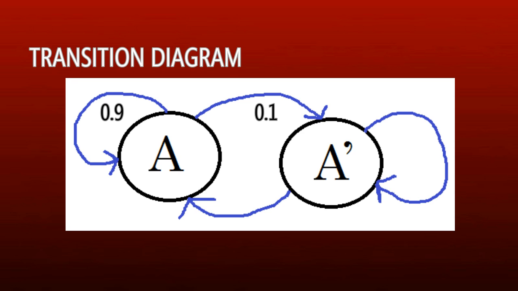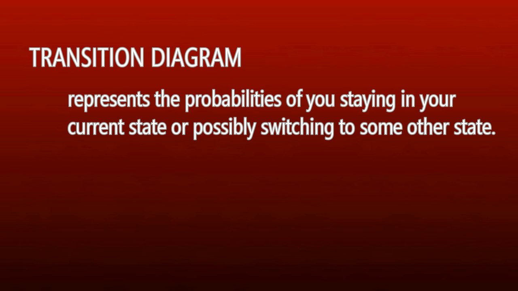We said if you're using some other brand, there's a 70% chance that you'll switch into brand A, which means by default there's a 30% probability that you'll keep using some other brand. This is what's known as a transition diagram. It represents the probabilities of you staying in your current state or possibly switching to some other state.